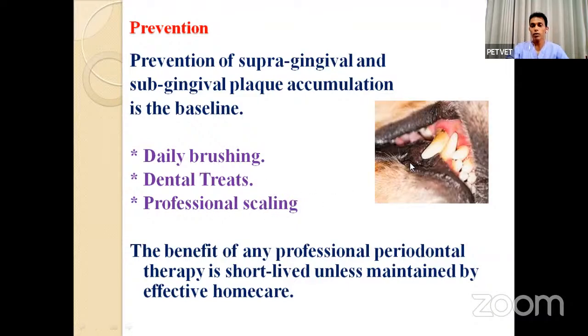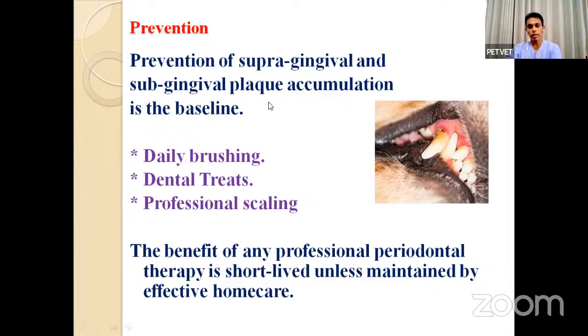Because say if you do the professional scaling today, within about 6 months or 3 months, you would see a significant redevelopment of the tartar and calculus. So this sentence is a very useful sentence. The benefit of any professional periodontal therapy is short-lived unless maintained by effective home care. Effective home care mainly means the daily brushing, and dental treats if they have them.